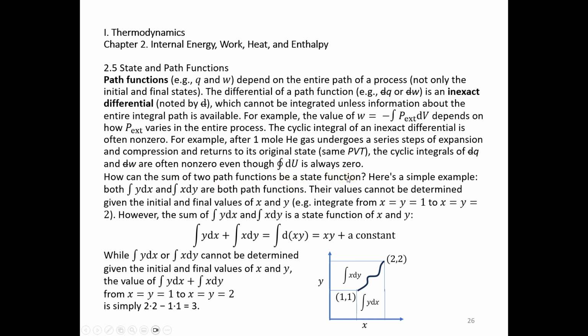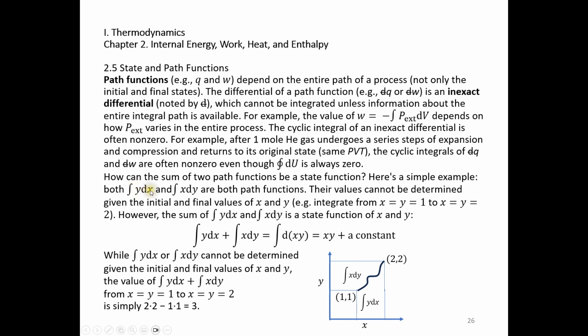Well, here's a simple example. The integral of y dx and the integral of x dy are both path functions. Their values cannot be determined given only the initial and final values of x and y. If I tell you the initial values of x and y are 1 and the final values of x and y are 2, how can you integrate y dx? We don't know because y may change between 1 and 2.